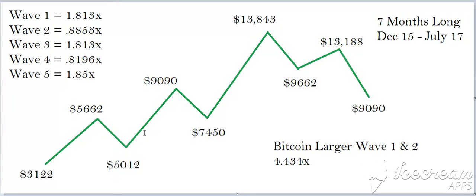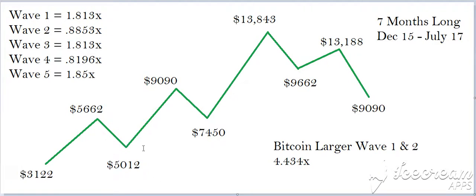So the time frame can get compressed, and this one was even shorter, the wave 5, and it was a higher move. But wave 1 and 3 usually have the same move. And in this case, you take the low and you times it by 1.813 and you arrive to that. You take that number, times it by 0.8853, that's the correction.